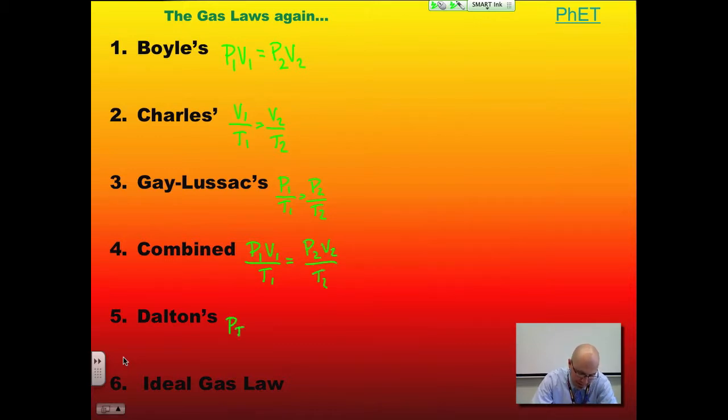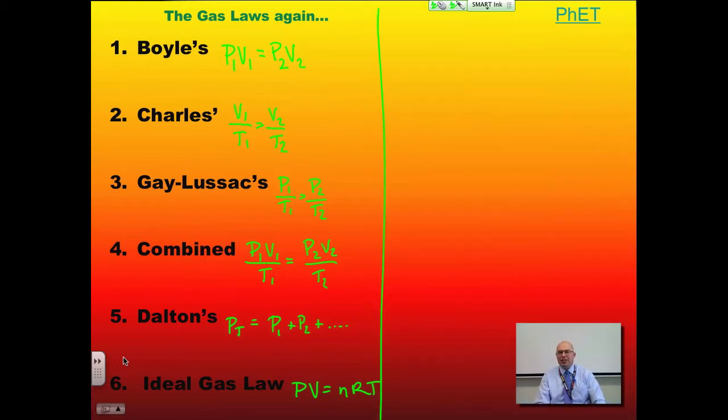Dalton's: PT, the total pressure, equals P1 plus P2 plus dot dot dot. Keep adding them. And the ideal gas law, PV equals nRT. There you are for the gas laws.